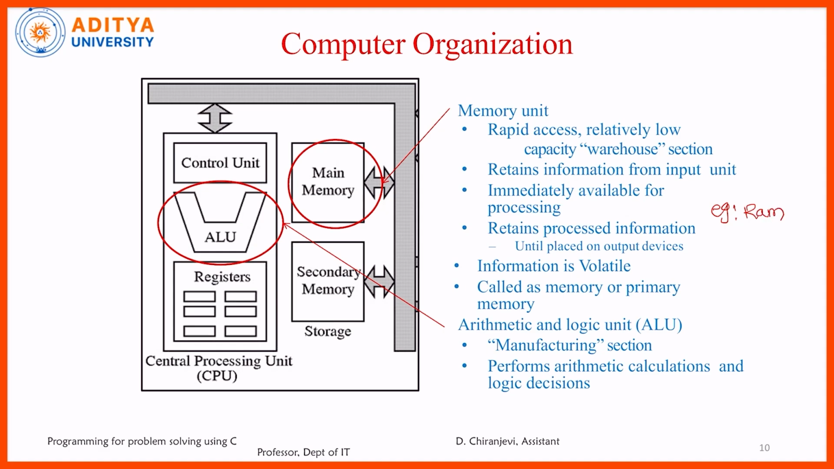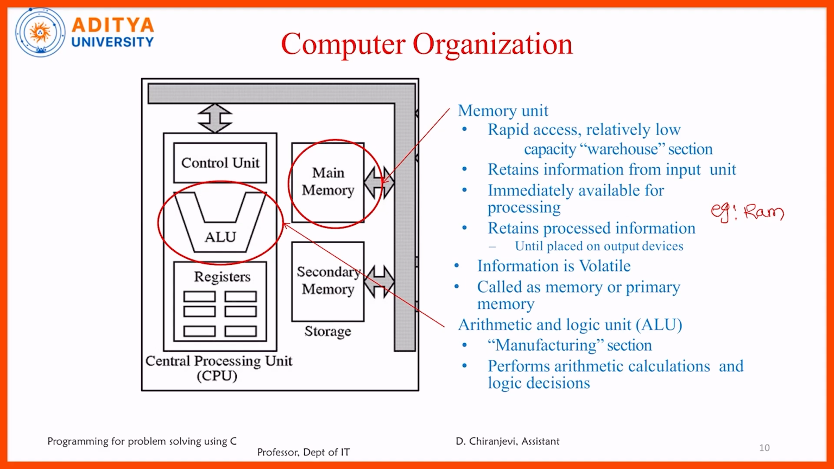Now, primary memory will be used for processing the information. Every application, whatever we open in our device, every application software will be opened in primary memory only. In primary memory, the information is volatile in nature. Volatile means the data will be available until the system is switched off. Once the system is switched off, the data will be lost.